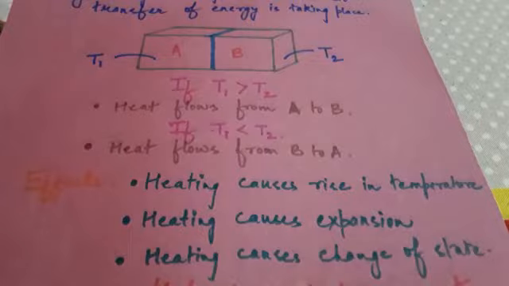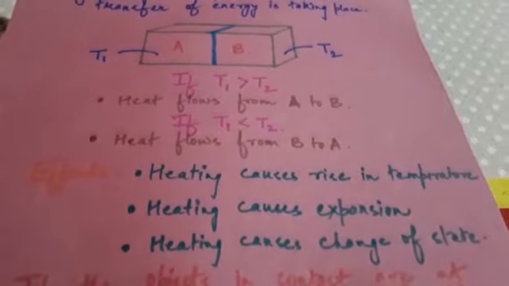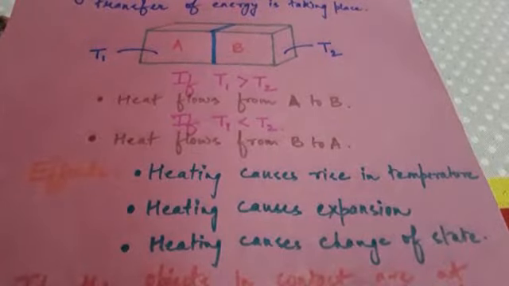temperature of the spoon. Now, heating also causes expansion. What does this mean? Now, we know that by heating an object, we are transferring energy to that object. And if the object has more energy now, it'll try to move. The atoms inside it will try to move more rapidly, they'll try to collide more, and they will need more space for it, right? And hence they expand. And the third one is heating causes change of state.